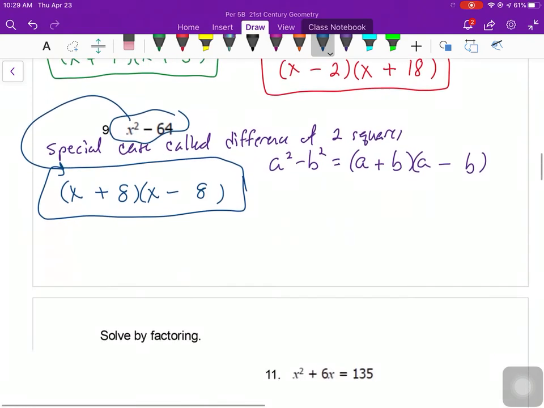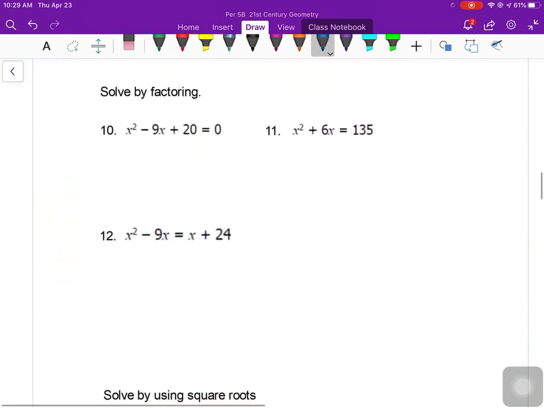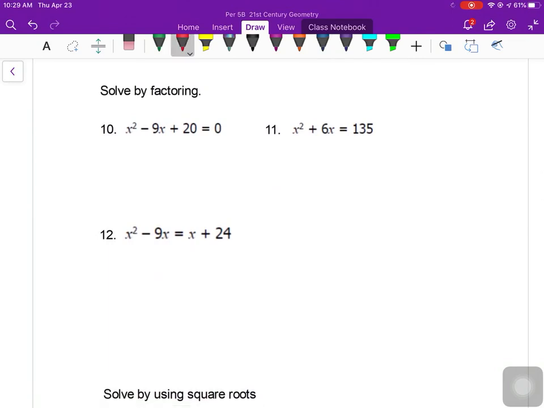What we're going to use this factoring for is, of course, solving equations. So let's do some solve by factoring. Whenever we solve by factoring, it must be equal to 0. So number 10 is ready to go. We'll go ahead and factor it.